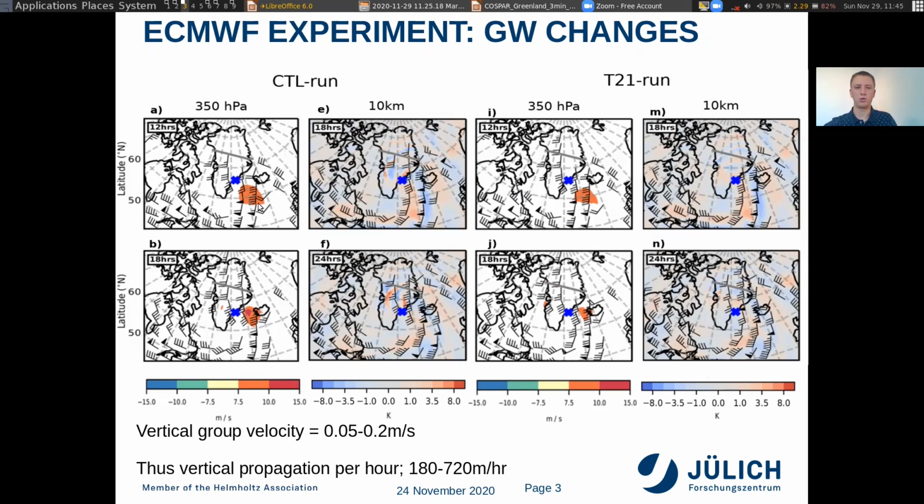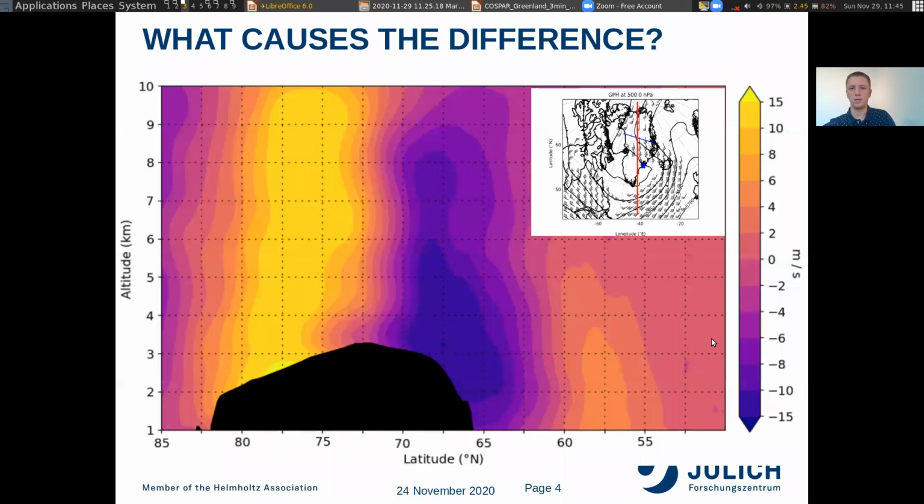Here you can see in the control run that as we increase with time, the jet becomes more out of balance. And as we increase with time, there is a greater gravity wave field forming over Greenland. If we look at the T21 topography run, the jet is much more in balance. And if we progress with time, there is virtually no gravity wave field. So why does this happen?